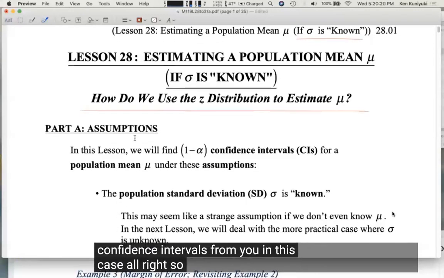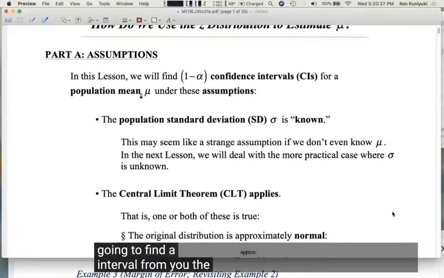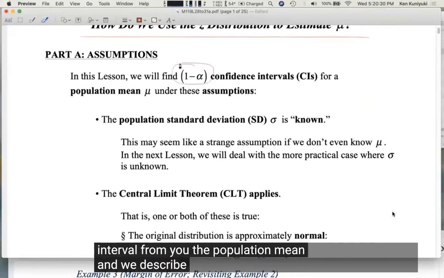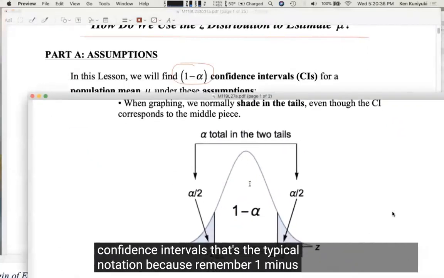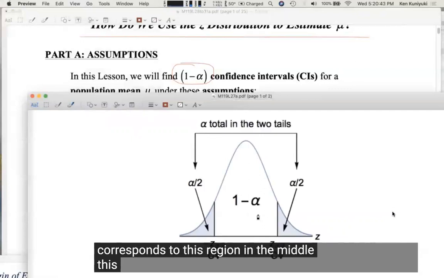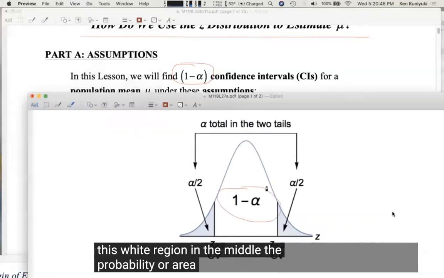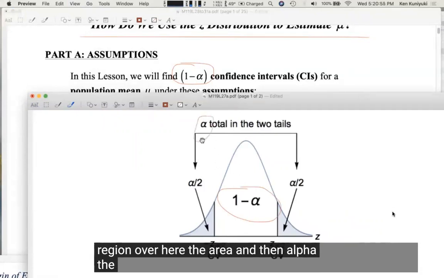All right. So what are the assumptions here? In this lesson, we're going to find a confidence interval for mu, the population mean. And we describe these as 1 minus alpha confidence intervals. That's the typical notation. Because remember, 1 minus alpha corresponds to this white region in the middle, the probability or area inside this white region over here. And then alpha, the complement, is the total in the two tails. And often in actual tables or with software, you use alpha or half alpha to figure out what these critical values are.